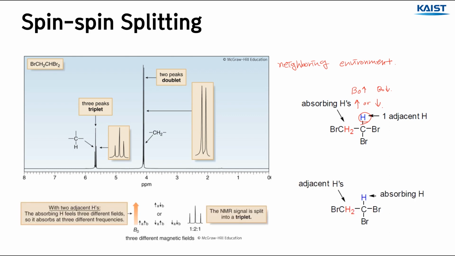Then what about a triplet? Because there are two different ways to align one proton with B0 and one proton against B0, the middle peak of the triplet is twice as intense as the two outer peaks, making the ratio of the areas under the three peaks 1 to 2 to 1. If there is a set of n non-equivalent protons, then it splits the signal of a nearby proton into n plus 1 peaks.